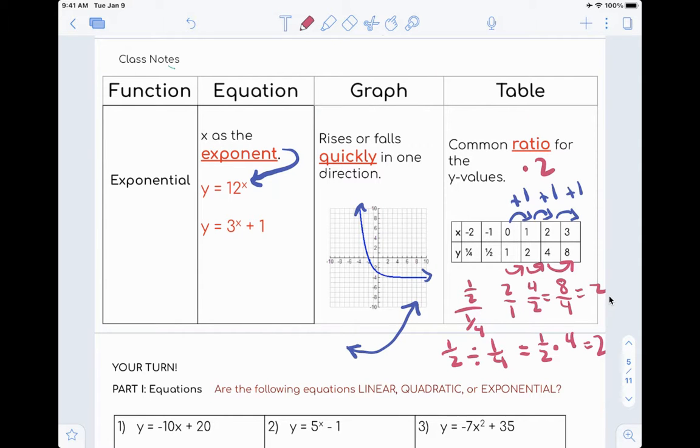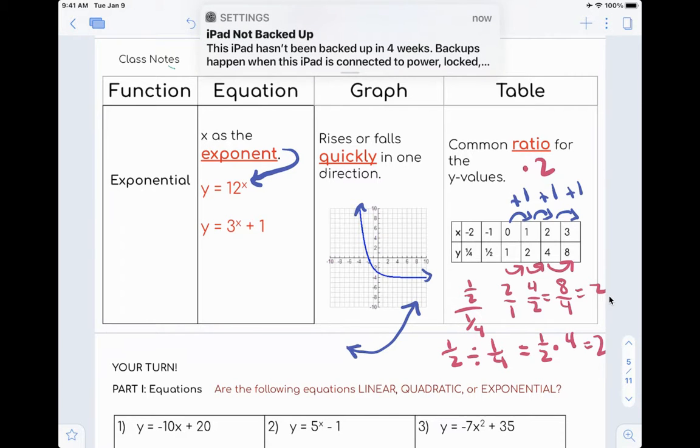So for an exponential function, I'm looking for the x value in the exponent. I'm looking for a graph that will really rise quickly or fall very quickly. And in a table, I'm looking for a multiplicative relationship there, a constant ratio.